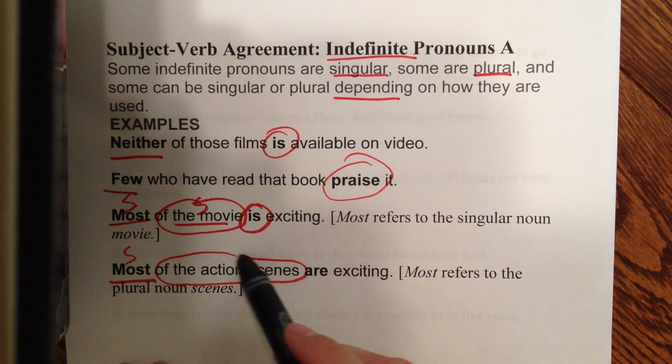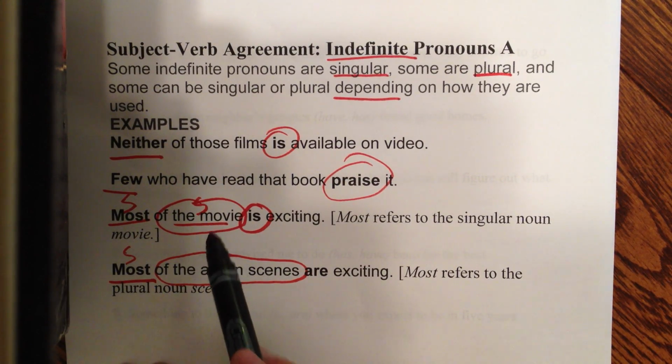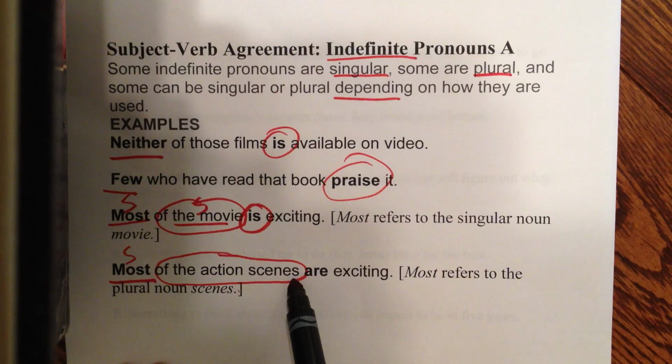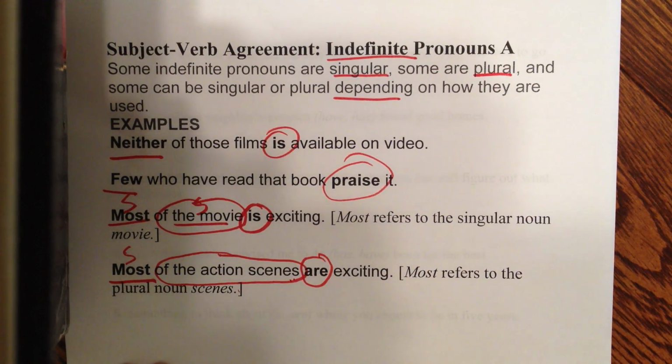It's the only time you have to look at this prepositional phrase. Otherwise, you disregard it. Most of the action scenes. Since we're no longer talking about the movie as a whole, now we're talking about scenes. This is a plural thing. Now we're going to use a verb that doesn't end in S.